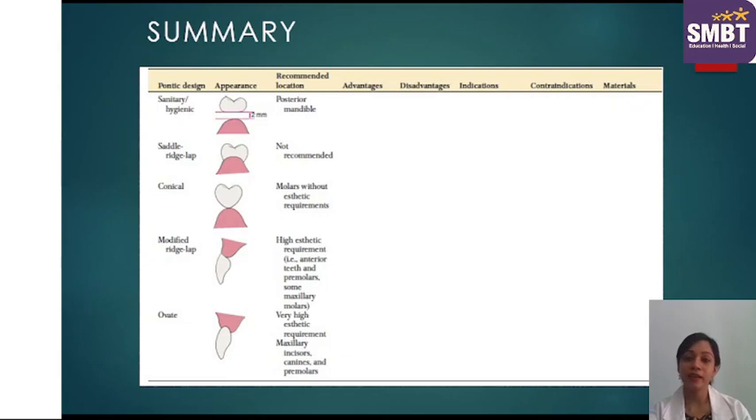Conical Pontic, again, is advocated in the posterior region because it does not offer good aesthetics. Modified ridge lap is one of the most commonly advocated designs because it fulfills both functions, that is, aesthetics as well as maintaining hygiene. And the ovate Pontic is generally indicated in the anterior region where we want to give a very natural appearance to the crown. However, this needs to be pre-planned.